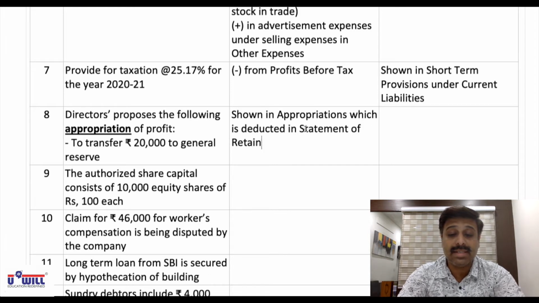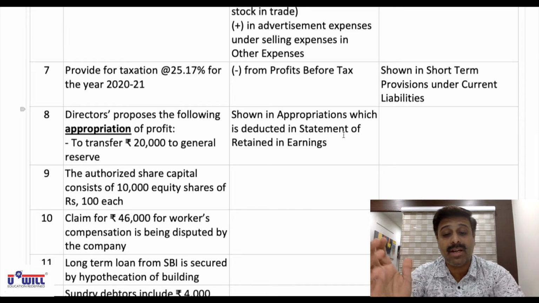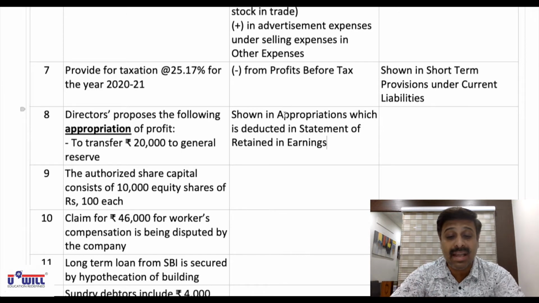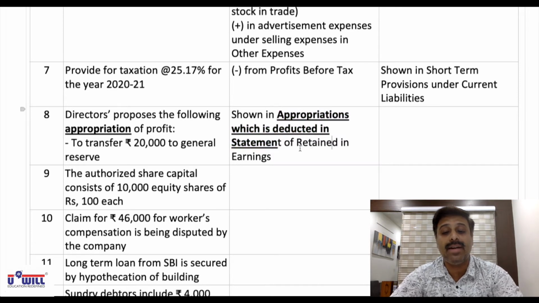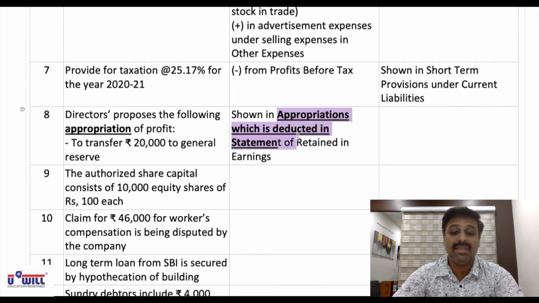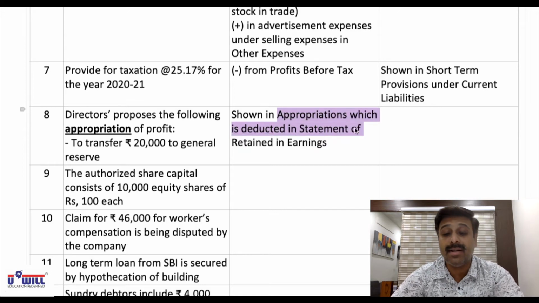We have discussed in past lectures how we find the statement of retained earnings: opening balance of P&L statement plus current year's profit minus appropriations. So in that, appropriations we will minus in the statement of retained earnings. This effect will be subtracted in the statement of retained earnings.